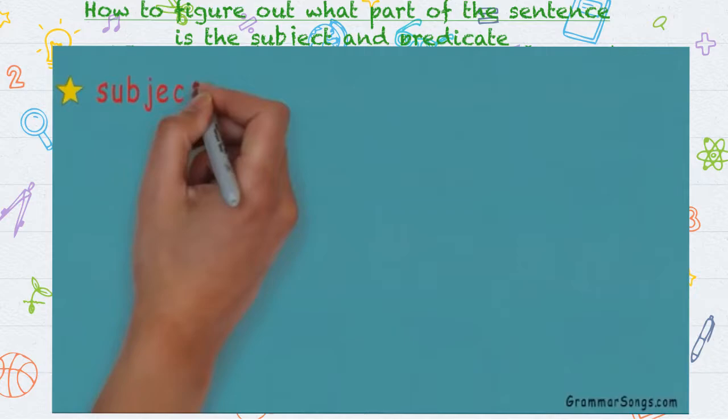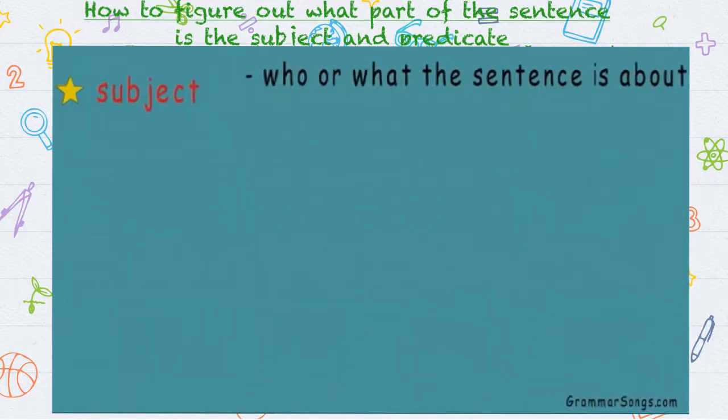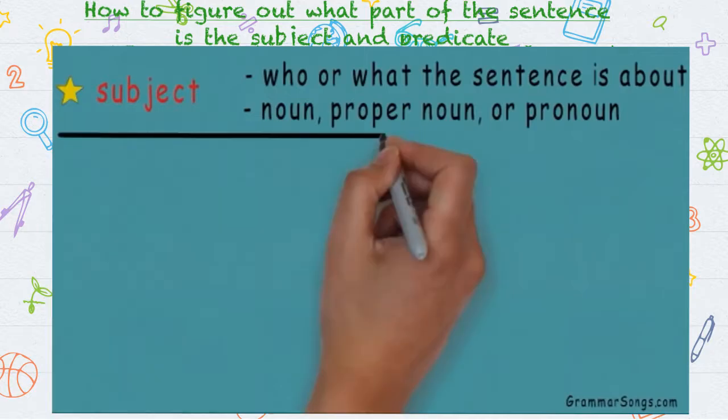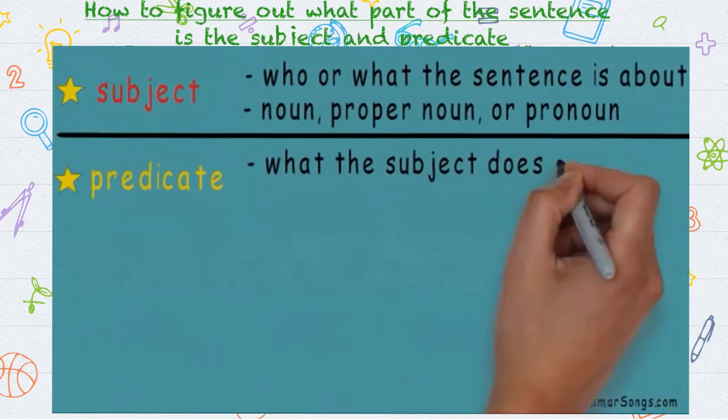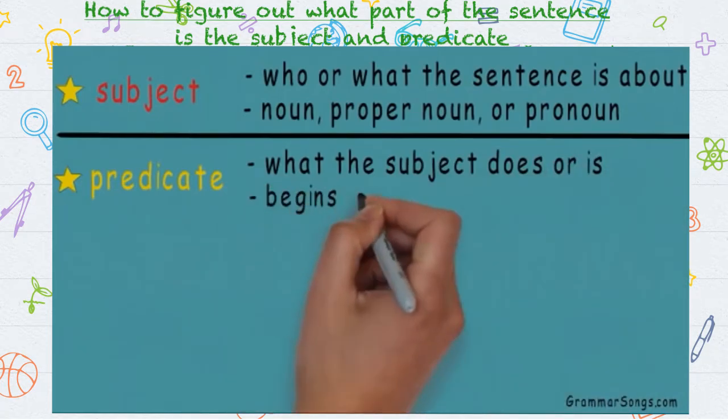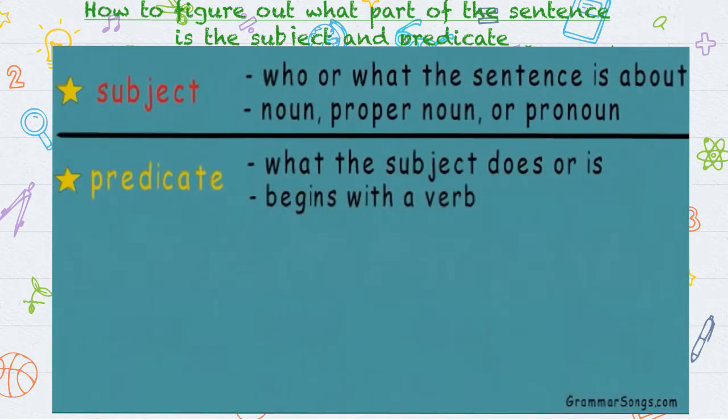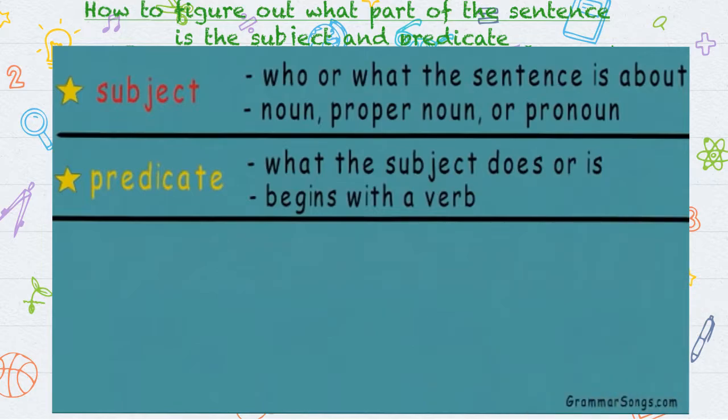Remember, the subject tells who or what the sentence is about. The subject can be a noun, proper noun, or pronoun. The predicate tells what the subject does or is. The predicate usually begins with a verb. Let's practice identifying the subject and predicate in some complete sentences.